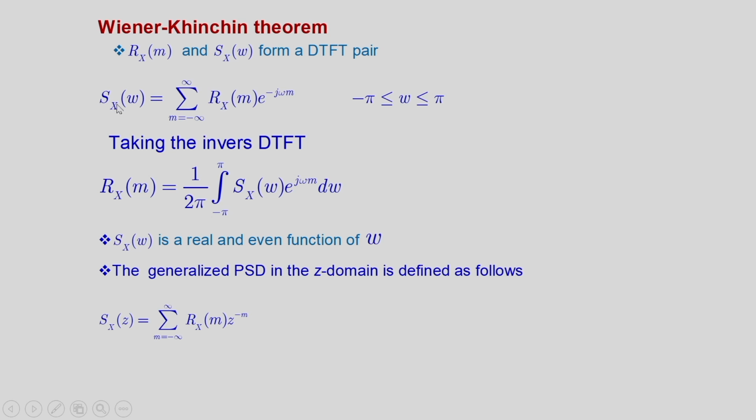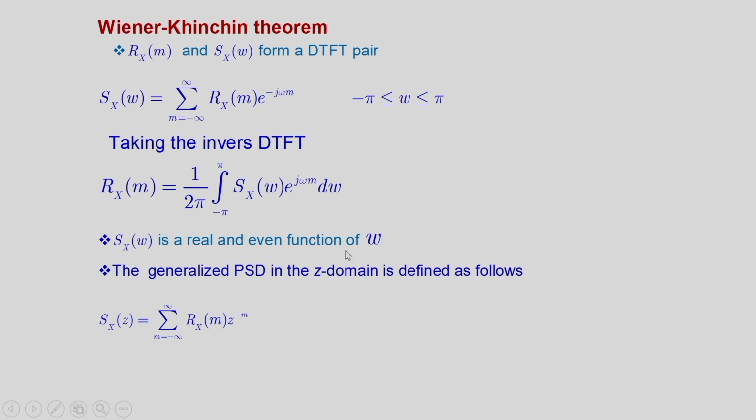Now, this power spectral density is a periodic function of ω, therefore, we can take the inverse DTFT and we get the autocorrelation function by this integration. So, it is 1 by 2π into the integral from minus π to π of Sx(ω) e to the power jωm dω. So, that way we can find out the power spectral density, and from power spectral density we can find out the autocorrelation function.